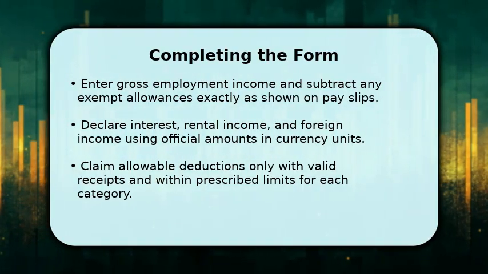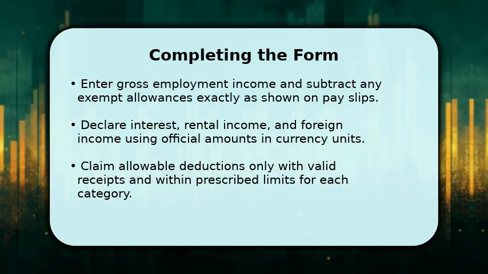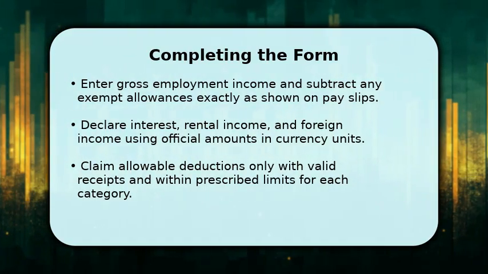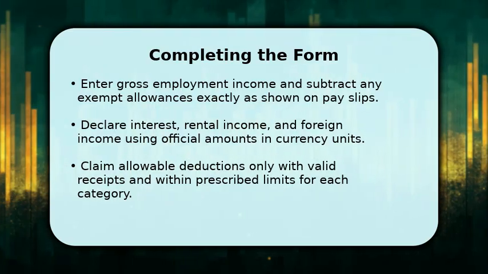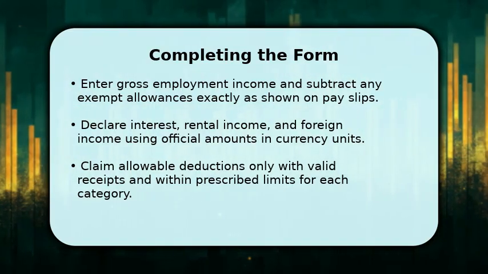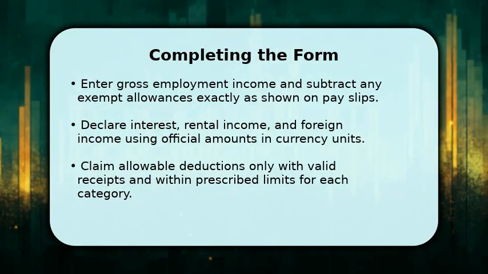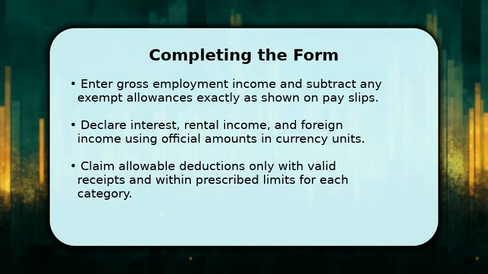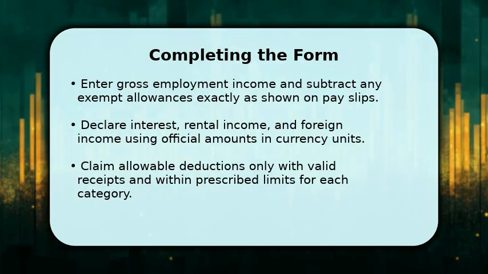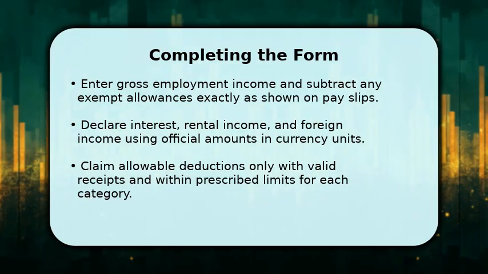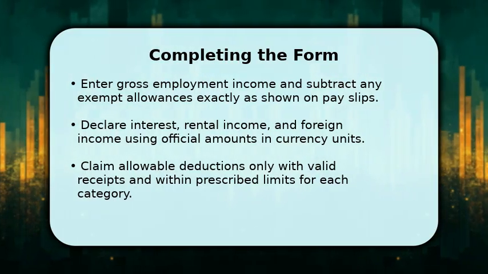When completing the return form, enter gross income figures, report taxable benefits, and include investment yields. Itemize deductible expenses like approved retirement contributions and medical costs with corresponding receipts. Use the portal calculators for tax payable estimates and check for tax credits or rebates. Ensure all numeric fields match your documents. Then preview the completed return to avoid errors before submission.